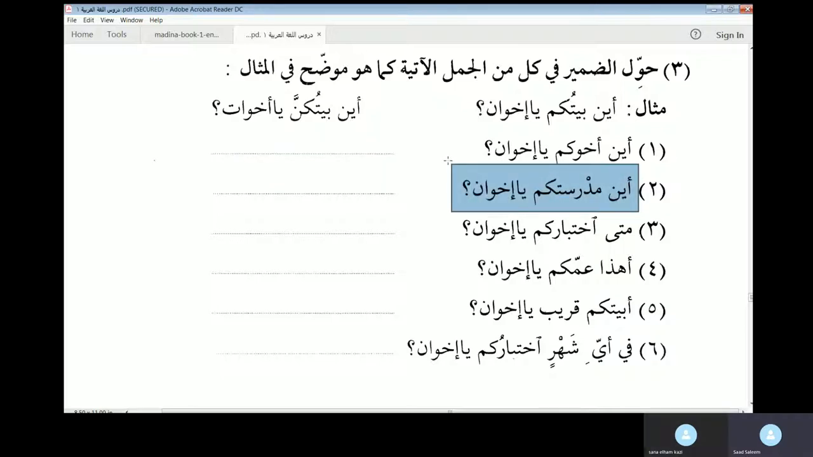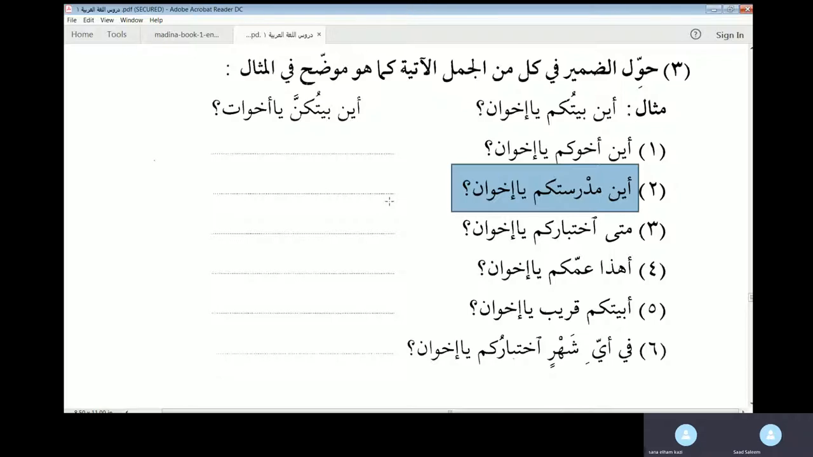Aina madrasatukum ya ikhwanu? Where is your school? If you say madrasatukum, then school. If you say mudarrisatukum, then your madam. Where is your school, oh brothers?